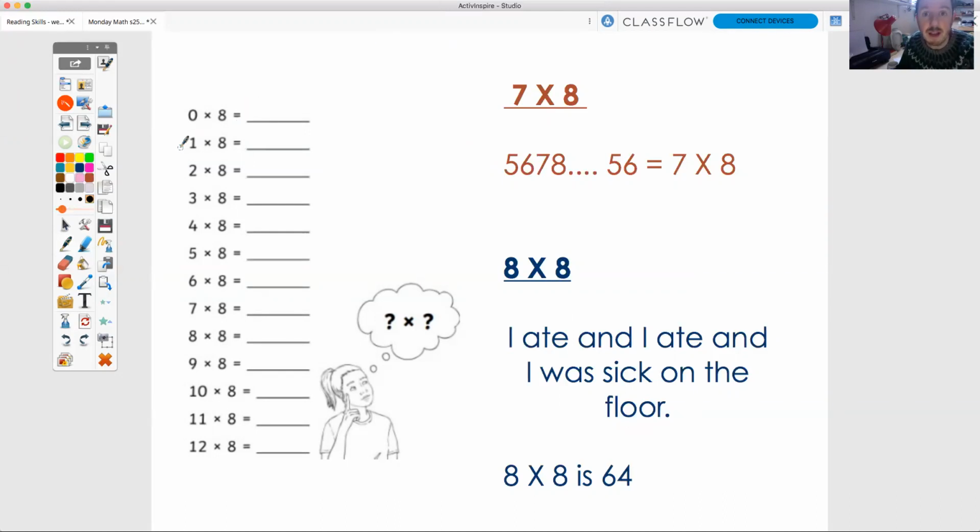5, 6, 7, 8. 56 is 7 times 8. I ate and I ate, sick on the floor. 8 times 8 is 64. So I thought they might help with your 8 times table. Just a little help there. You'll know some off by heart anyway, because you probably know your 2 times table. You probably know your 10 times table already. So you know some of it already. But those 2 I thought might help you with your 8 times table.